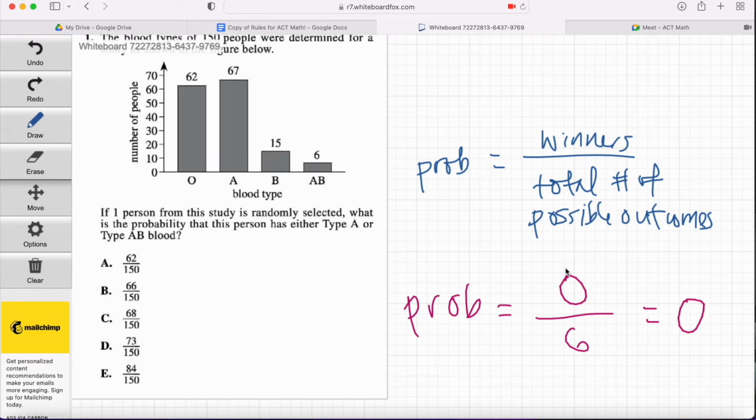You can express probability as a fraction. You can express it as a decimal. You can express it as a percent. It's all kind of the same. We might see some more of those questions a little bit later as we work our way through the series. But right here, we're going to need a fraction form of probability.